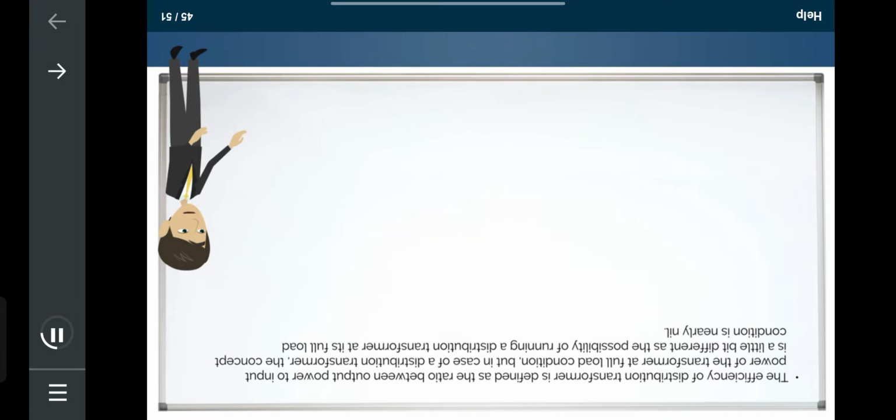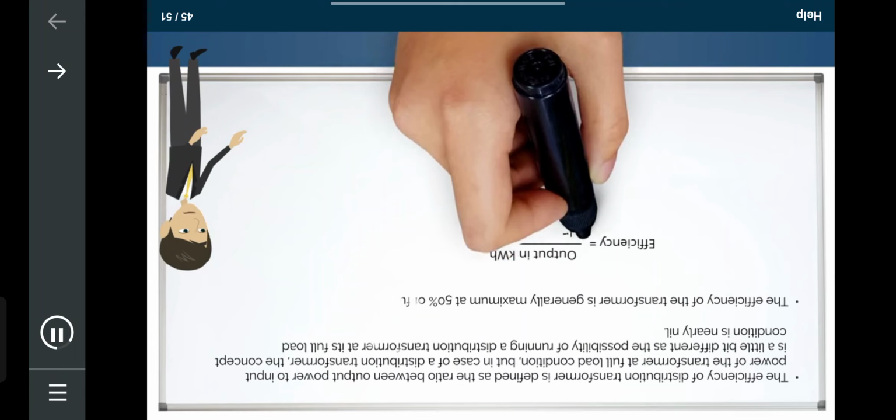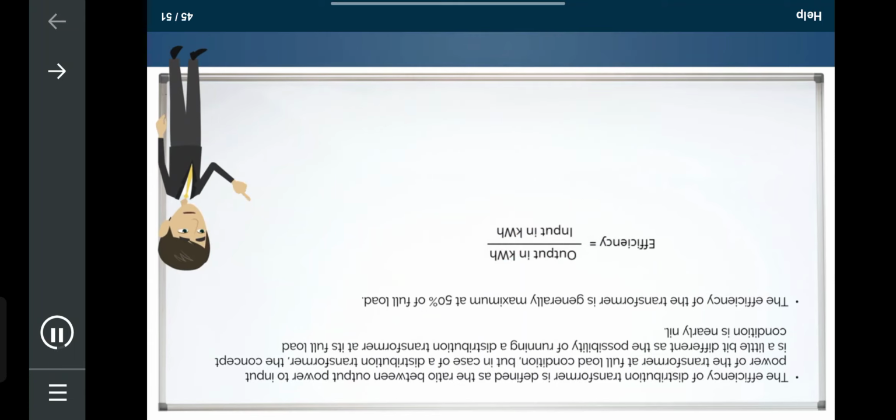The efficiency of distribution transformer is defined as the ratio between output power to input power of the transformer at full load condition. But in case of a distribution transformer, the concept is a little bit different, as the possibility of running a distribution transformer at its full load condition is nearly nil. The efficiency of the transformer is maximum at 50% of full load.